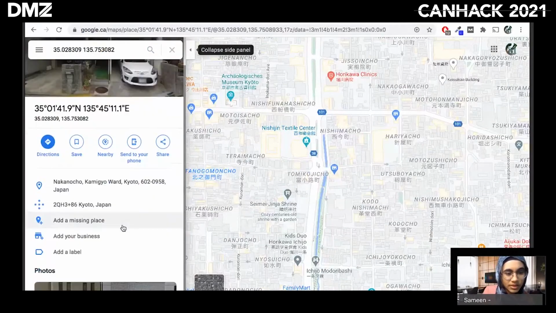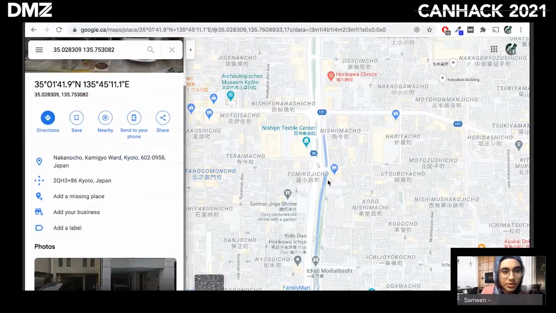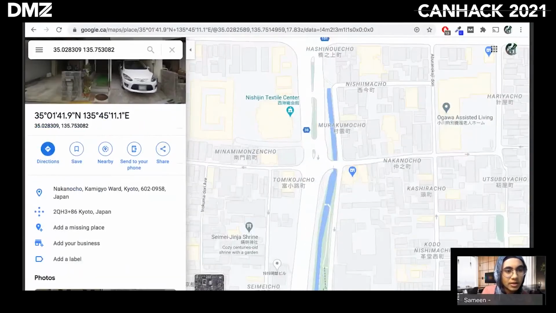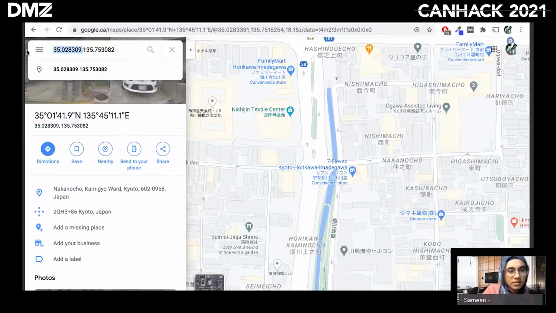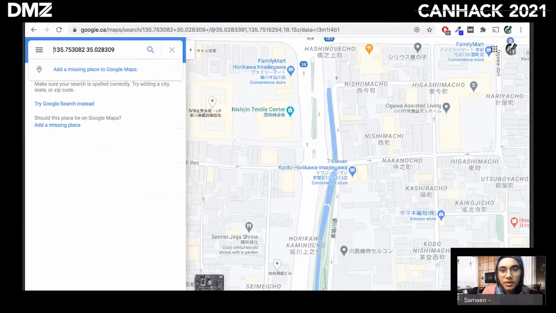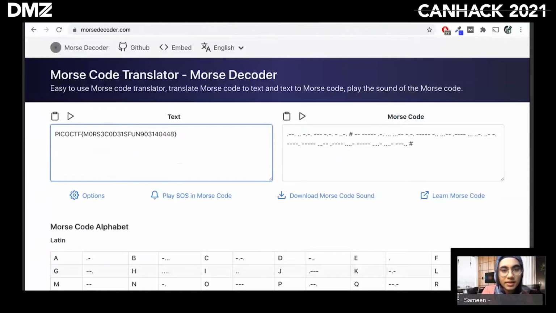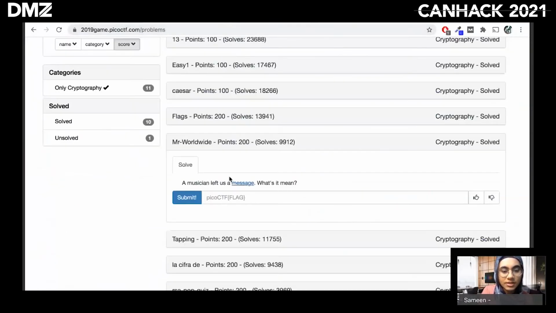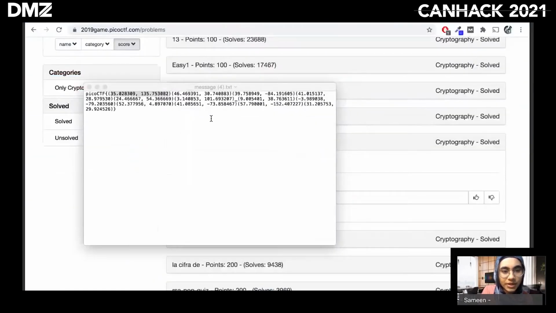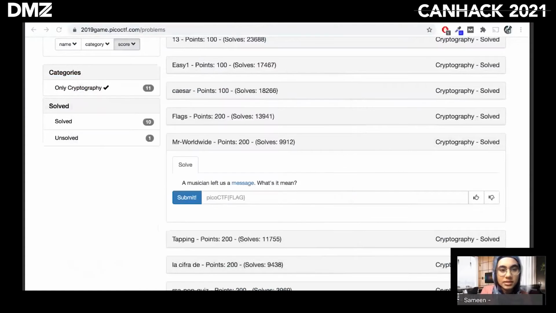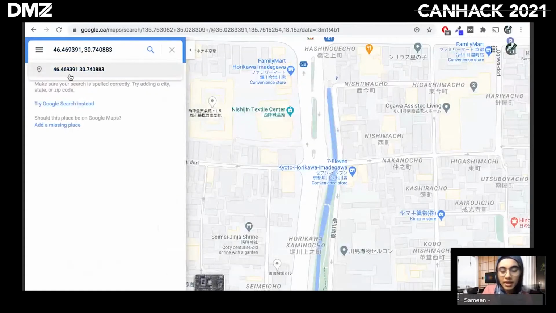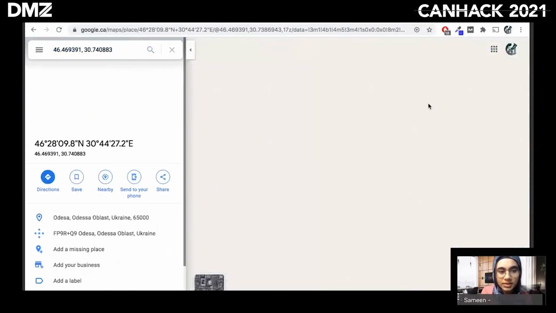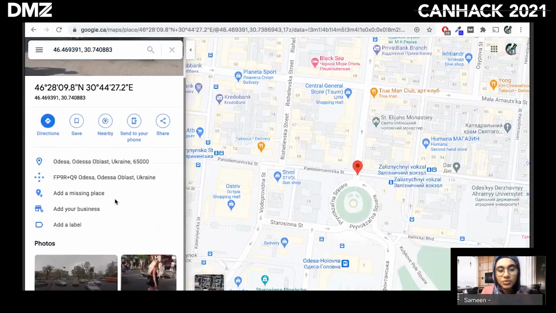Okay, so this coordinate looks like it's going to be Japan, or let me try flipping the coordinates the other way because I remember it was something else when I solved it. So the first one is Japan. Because of my screen sharing, it gives me a hard time when I switch screens, which is really frustrating. Let me try copying and pasting it right there. So the first one would be Japan. See what the next one is. The next one is in Ukraine.